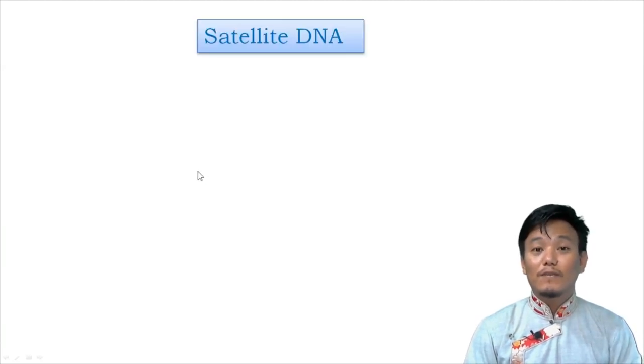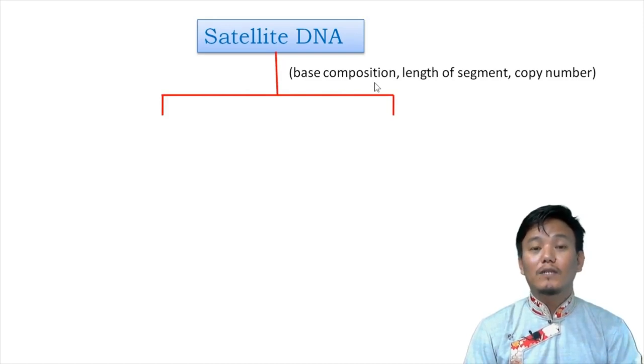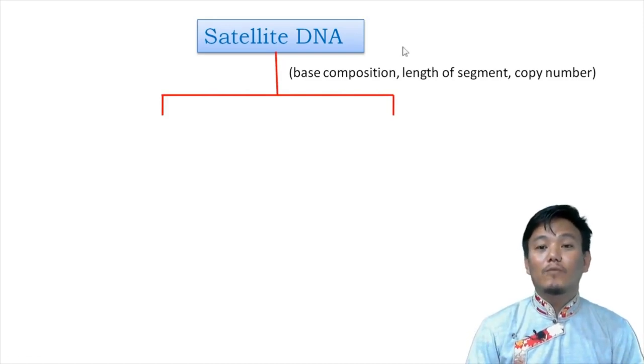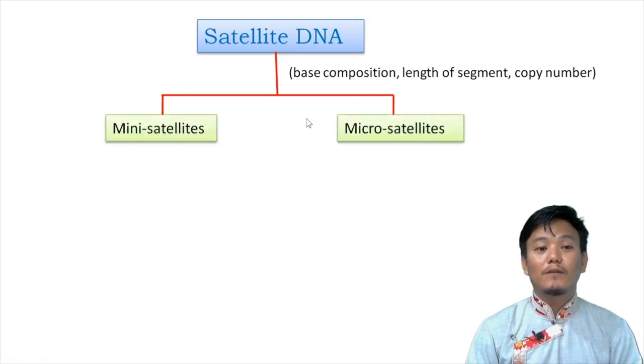So satellite DNA, which are the repetitive DNA sequences, can be categorized into two groups based upon base composition, meaning adenine, thymine, and guanine, cytosine composition, based upon the length of the segment, and based upon the copy number. The satellite DNA are of two types: mini satellites and micro satellites.